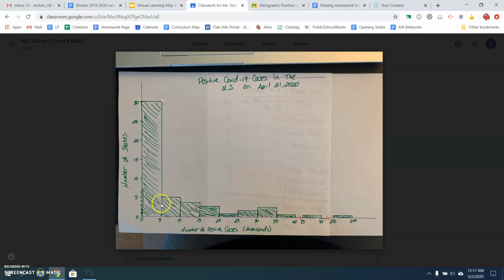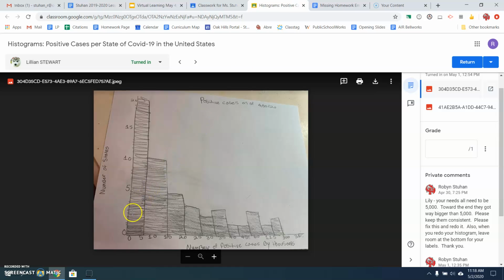We've got all the states that have between 0 and 4,999 cases in this bar, and then we'd go right to the very next number, 5,000, to 9,999 cases. So that's why it's important to have the numbers on the lines. So you'll want to fix that on your histogram, first of all. And then it looks like everything is good until we get up over here.